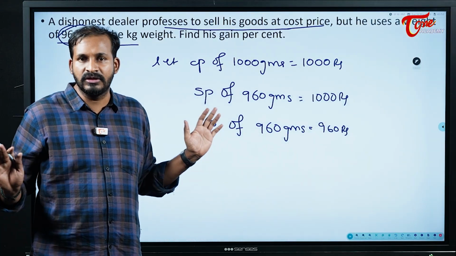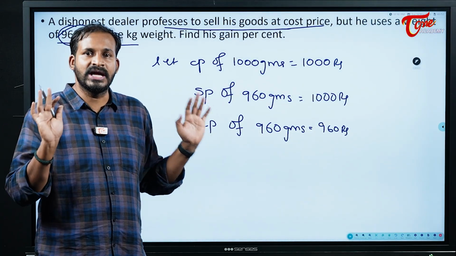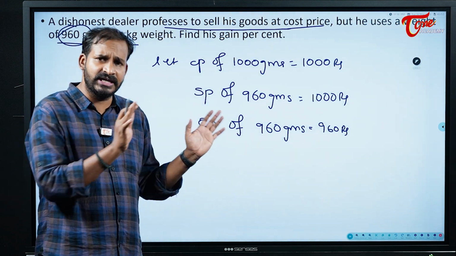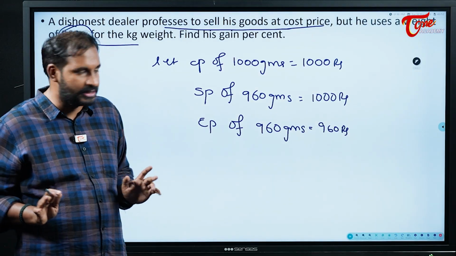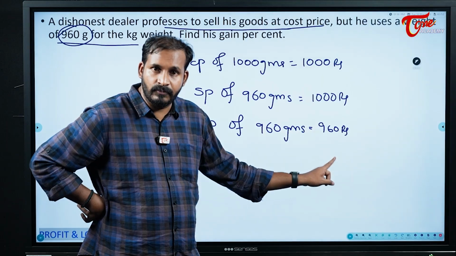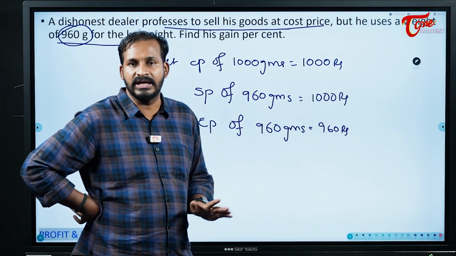The customer doesn't know that he got cheated. So, we are solving this problem from the shopkeeper's point of view. We will decide whether it is profit or loss from his point of view only. So, please observe here, he is selling 960 rupees worth of goods for 1000 rupees to the customer.